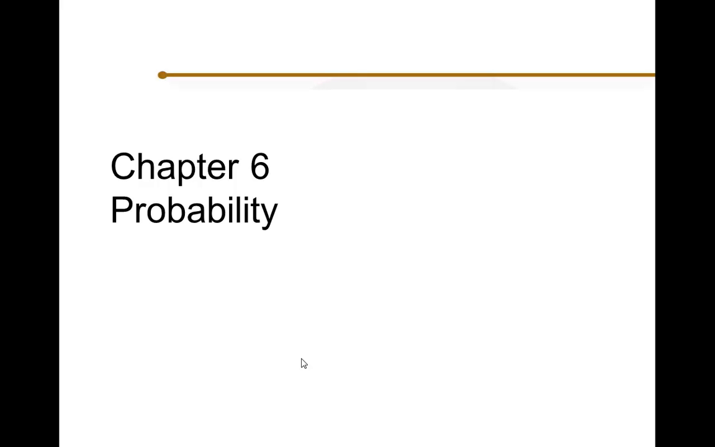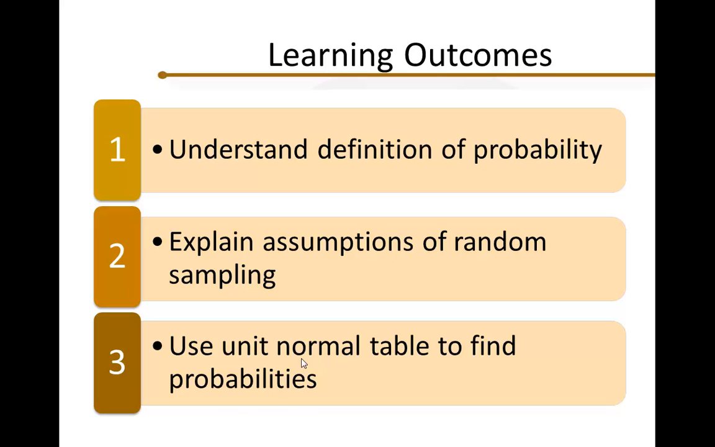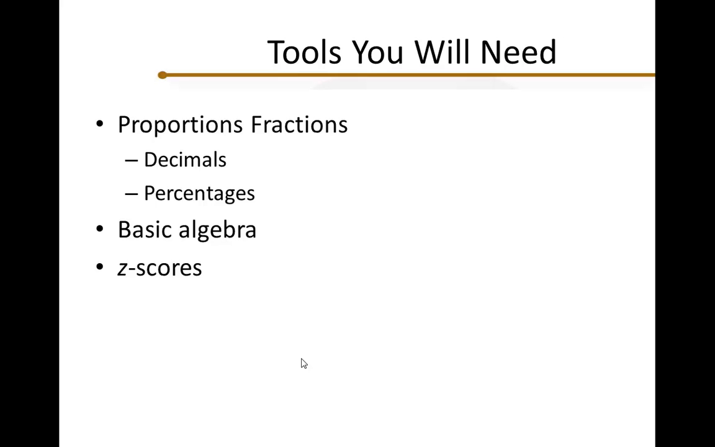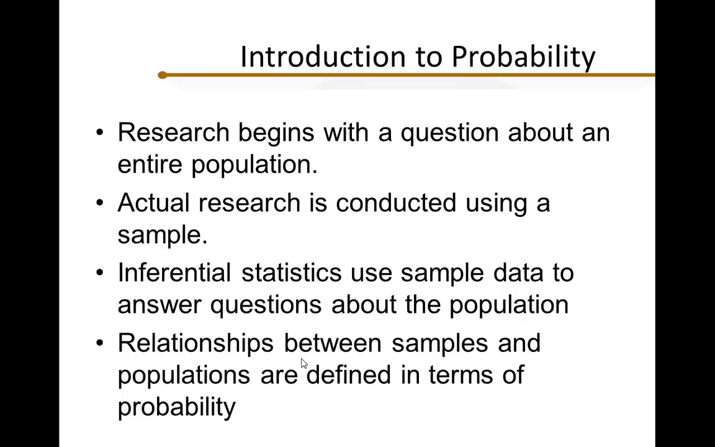So with this in mind, let's move on to Chapter 6. We're going to understand the definition of probability. We're going to explain assumptions of random sampling, and then we're going to use the unit normal table to find probabilities. So the things you're going to need: you're going to need to remember fractions, decimals, percentages, basic algebra. Then you're going to need your z-scores as well. All right, so let's talk about probability.